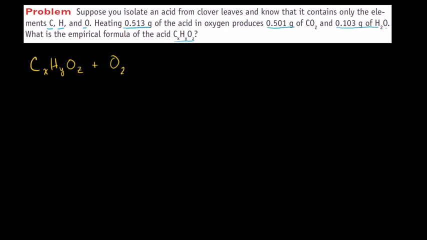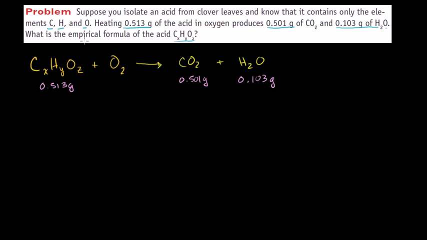And when we do that, the problem tells us that this produces some carbon dioxide and some water. And they tell us the amounts of carbon dioxide and water measured in grams. And they tell us the amount of our original substance. So we're heating 0.513 grams of our original substance. And then that produces 0.501 grams of carbon dioxide, and 0.103 grams of water.